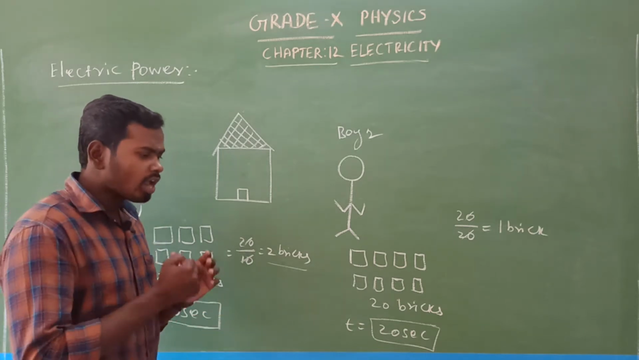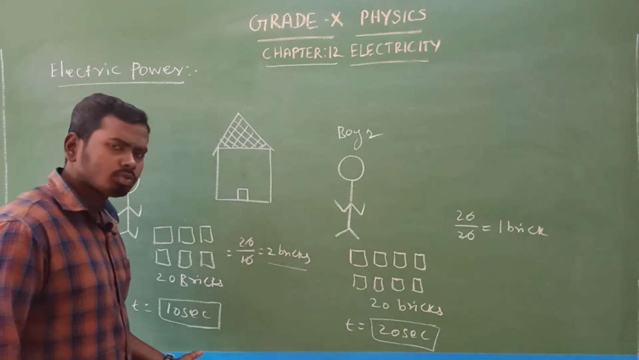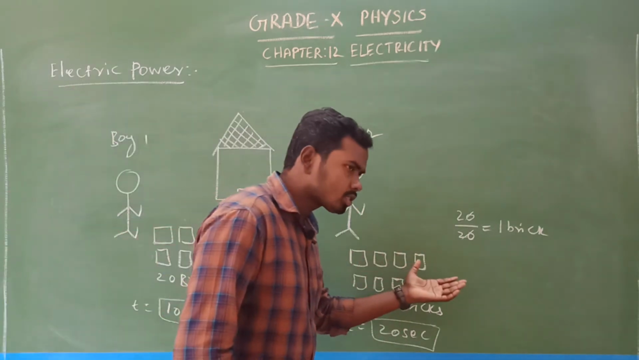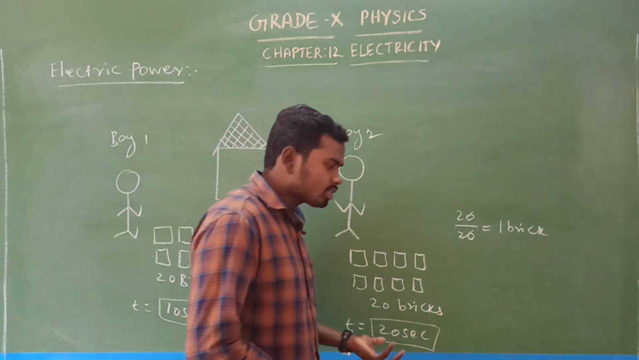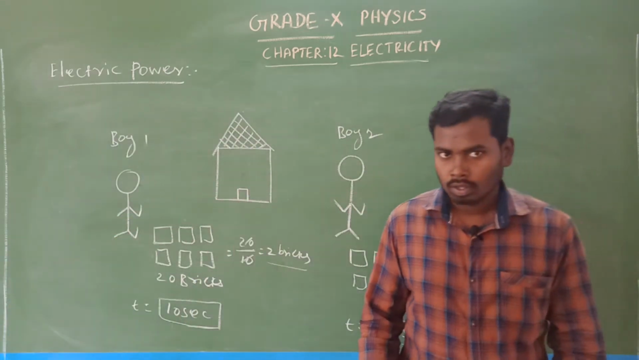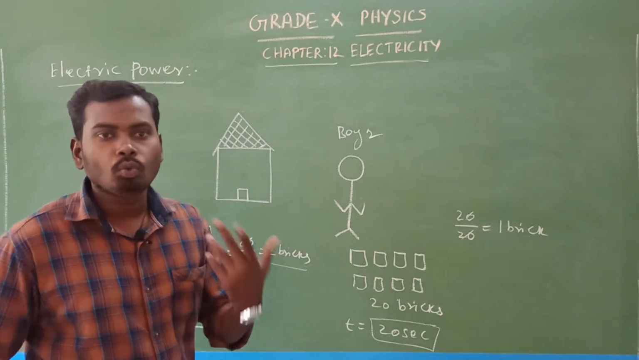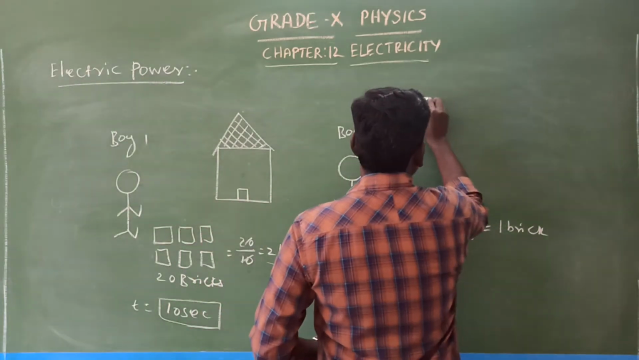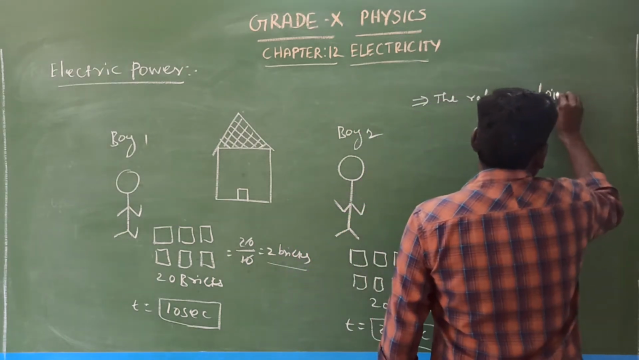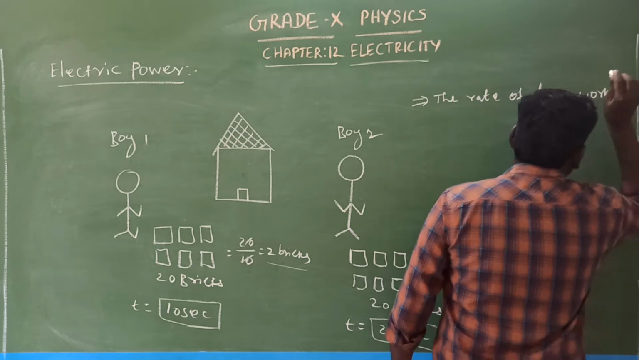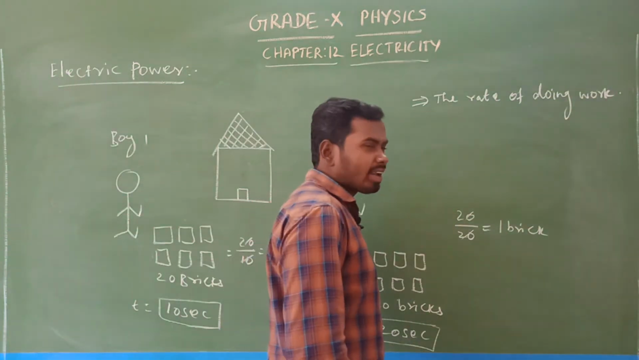Yes. Sir, how can we say boy 1 has more power, whereas boy 2 has less power? How can we say? Yes, the rate of doing work. So we can define power as the rate of doing work. Look at here, I'll write here: the rate of doing work, that is called power. So what does it mean, sir? What is the rate of doing work?